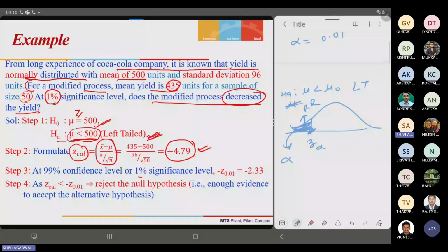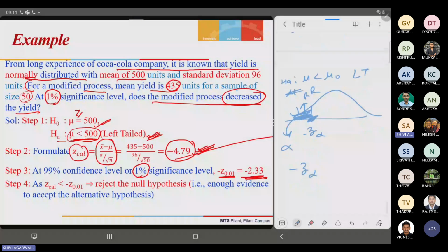Now step 3. Because it's a 1% level of significance, we are taking the Z alpha with a minus sign. So minus Z of 0.01, that is minus 2.33. I believe that every student can calculate this Z alpha, minus 2.33. We have done it so many times in the interval estimation also. So now we compare minus 4.79 with minus 2.33. Our Z test will lie in this region specifically, the rejection region.